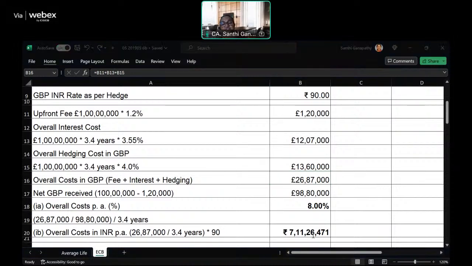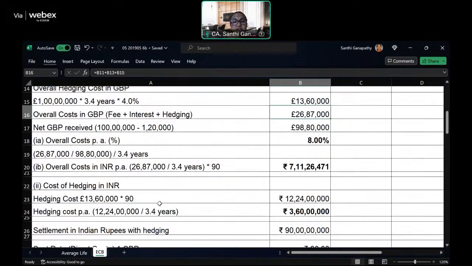Now, what is the next requirement? What is the cost of hedging in rupee terms? Cost of hedging, we already know. We found 1360. That in rupee terms, how much? Per annum, how much? In rupee terms total and in rupee terms per annum. Since weighted average life is 3.4 years, for everything we have to find 3.4 years.